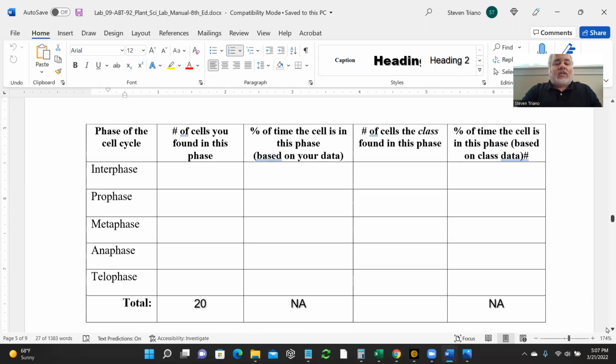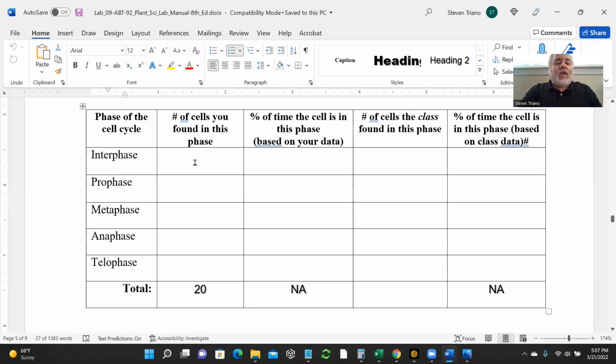So you're keeping a record of this, and you're supposed to fill out this table. How many did you see out of your 20 in interphase? How many in prophase, metaphase, anaphase, and telophase? And the easiest way to do this is to have one person looking through the microscope, and you just call them off for 10. And the other person in your lab group just checks them off until you get to 10, and then you trade places, or maybe if one person's really good at it, you do all 20. Then the percentage of time.